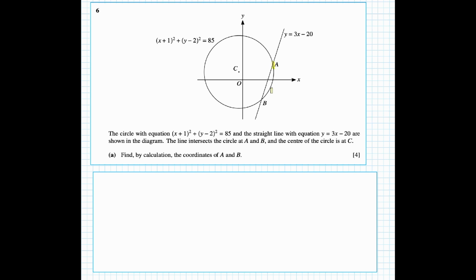Here we have our first of 3 questions to deal with circle equations in some way. We're given a line of y equals 3x minus 20 and an equation for our circle, and we have to find the coordinates of A and B. So they intersect, so make them equal in some way. Of course we'll replace our y value with 3x minus 20, as you can see, and then multiply everything out. So I've replaced the y in the circle equation with the 3x minus 20 from the straight line.